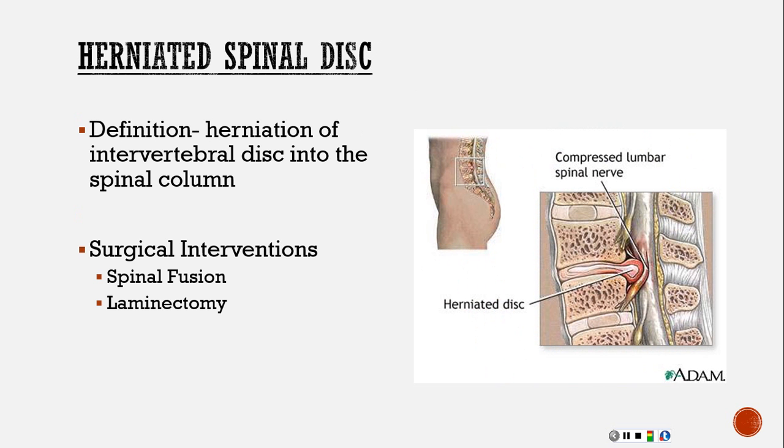Some of our spinal problems. First, we've got a herniated disc. A herniated disc is a herniation of the intervertebral disc into the spinal column, and here's what you see here. It compresses on the nerve, and that's what causes the pain.